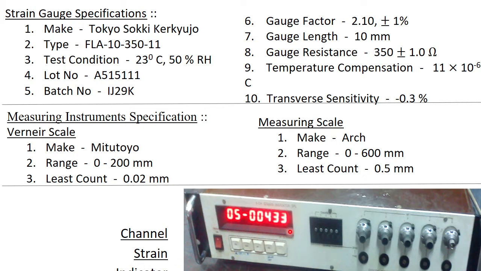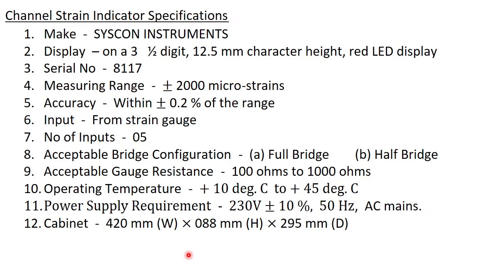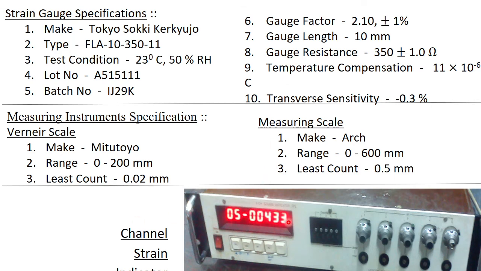Now this channel strain indicator can accommodate the type of bridge, single bridge, that means quarter bridge, half bridge, full bridge, those selectors are there. This is the display part. The adjusting gauge factor, that you can adjust here, and all the connectors coming from strain gauges are attached at the back end of this strain indicator. The detailed specification of the strain indicator is here. It is the make, what is the display. This display you can see here. This is the display.